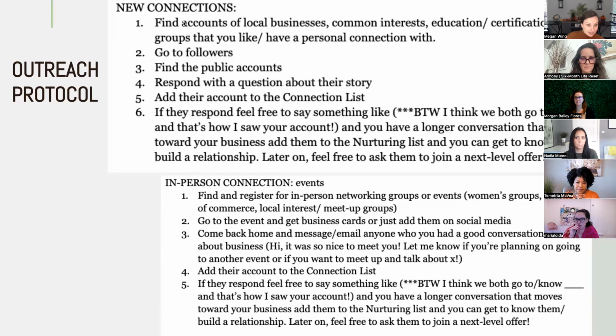The next thing you can be doing is going in-person. If in-person is way better for you, go to in-person events. There are so many. You can be like, hey, nice to meet you. That's where the QR code that we created a couple weeks ago can come in handy. Put it on a business card. Harmony, I'm going to go over the connection list in just a moment and you'll see.